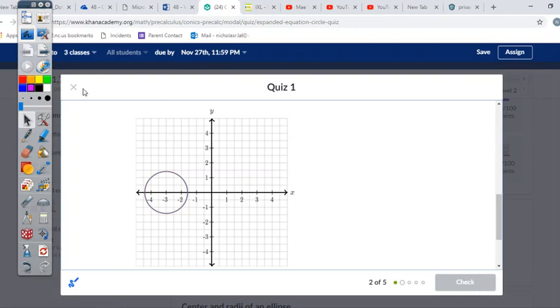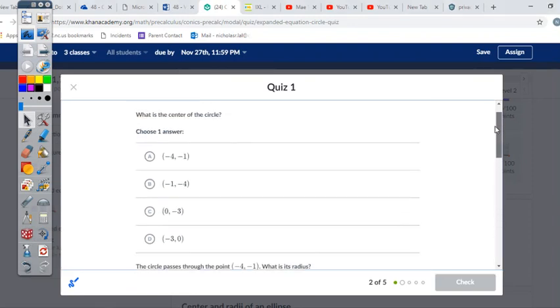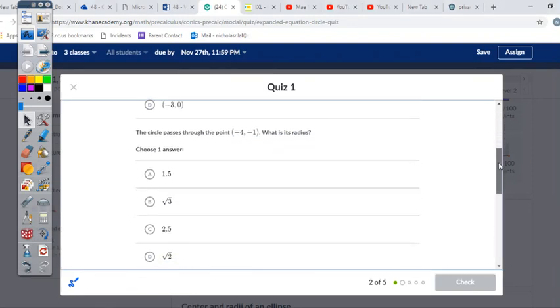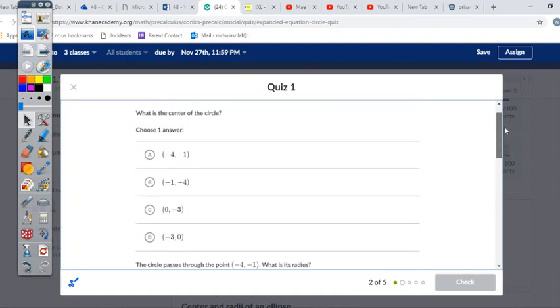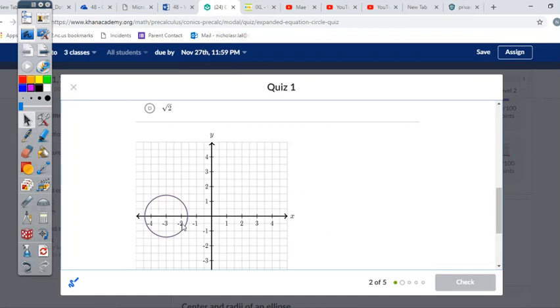We need to find the center of the circle. So just visually, the question says step 1 is to find the center of the circle, and step 2 is the circle passes through -4, -1. What is the radius? The circle does pass through -4, -1, that is true.